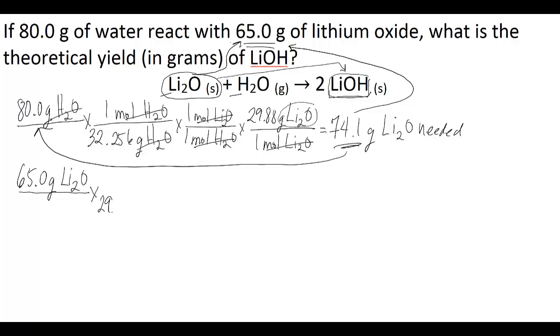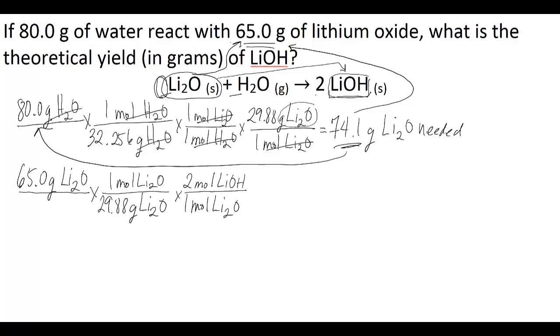So you use 29.88 grams of lithium oxide per 1 mole of lithium oxide for your molar mass of lithium oxide. And then you know by looking at the reaction stoichiometry that for every 1 mole of lithium oxide that reacts, 2 moles of lithium hydroxide are produced. You can see this in the balanced chemical equation. You have an implied 1 mole of lithium oxide. For every 1 that reacts, you get 2 moles of lithium hydroxide produced as your product.